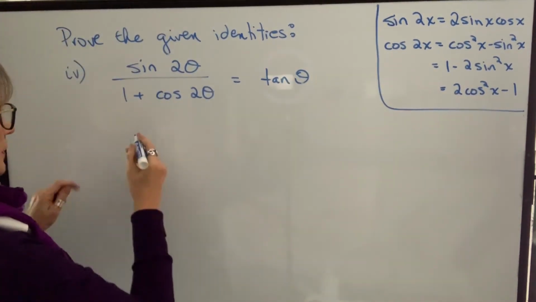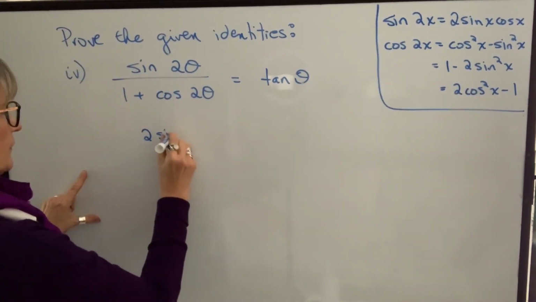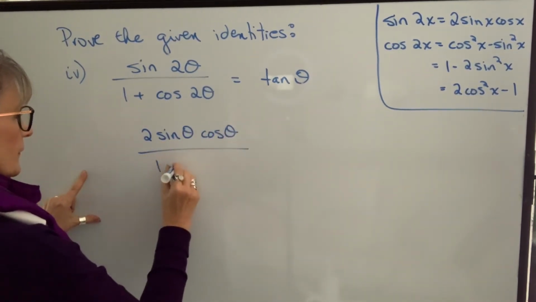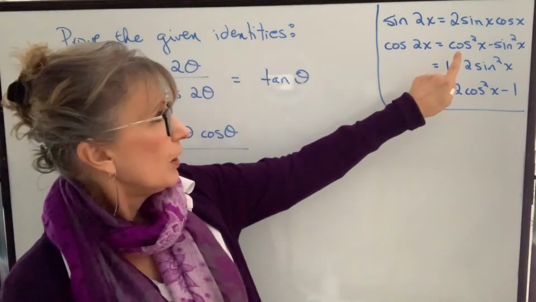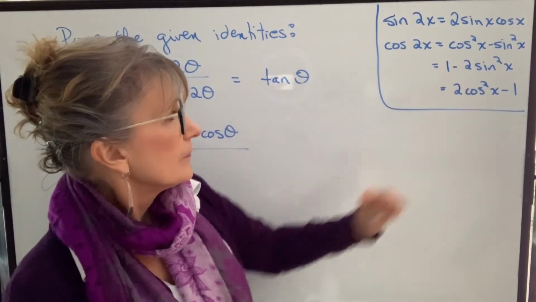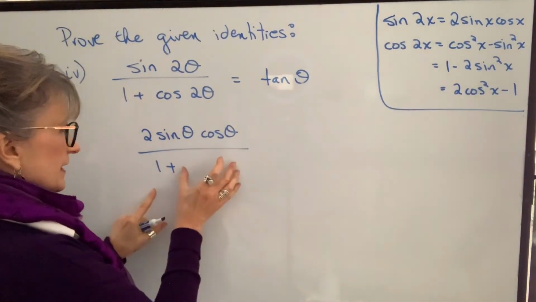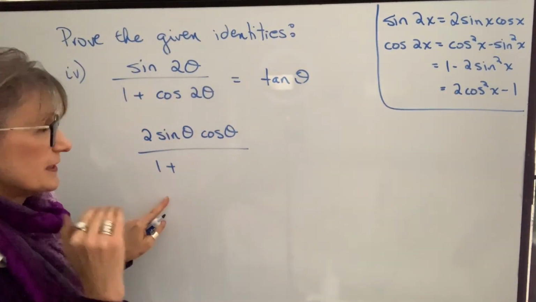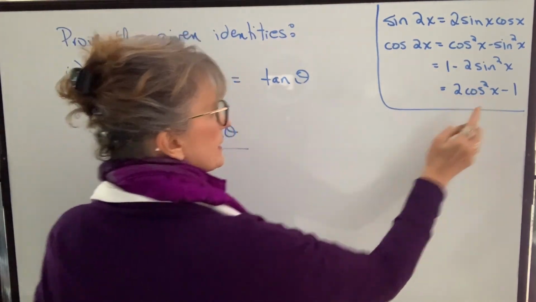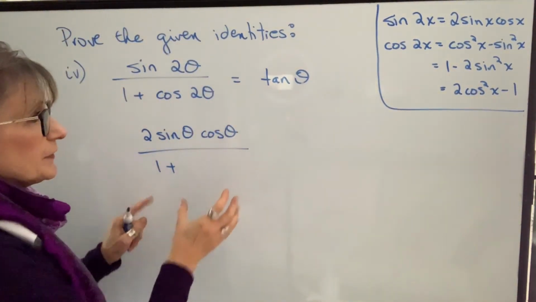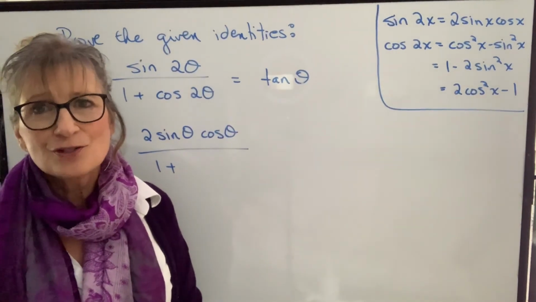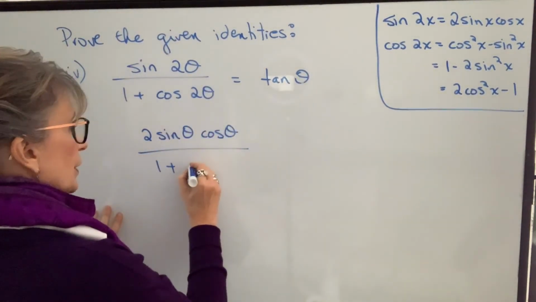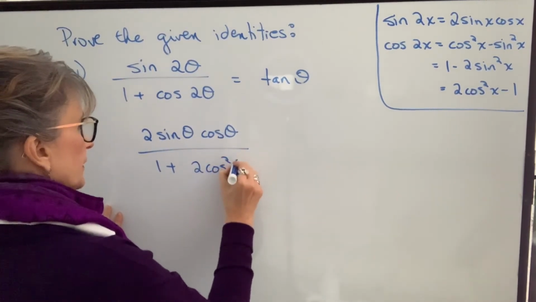So my numerator was going to be 2 times the sine of θ cos of θ. When I take a look at my options, if I choose the first one, I'm not going to really be able to do anything. If I choose the second one, I'm not going to be able to simplify it. But if I choose this, I'm going to end up with something that I can simplify. So I'm going to pick the third option in this case. So cos 2θ will be equal to 2 cos squared θ minus 1.